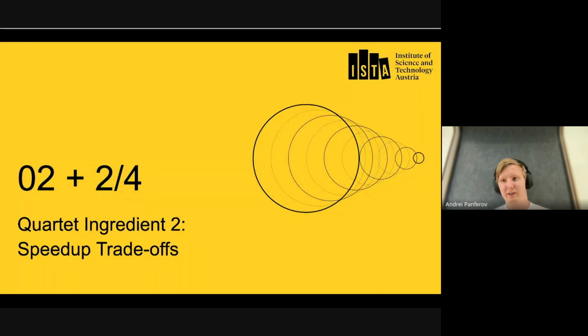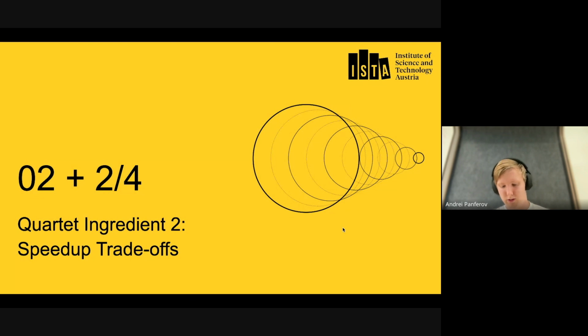The next ingredient that I'm going to talk about is that to compare different methods with each other, we need to take into account both the speedups that they provide and the accuracy degradation that they incur. And to do this, we need to accurately model both the speedups and the accuracy degradation.